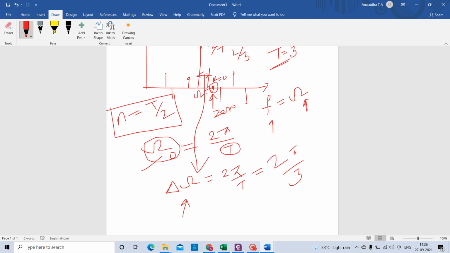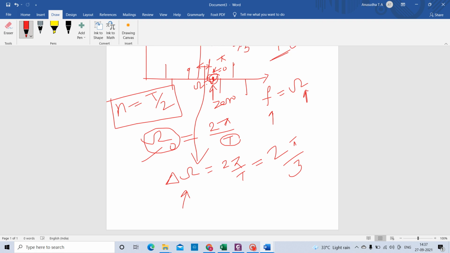n is equal to t by 2. And the first zero crossing usually occurs at pi. These are the basic concepts related to the frequency spectrum. We will see what happens if the fundamental time period increases or decreases with respect to the frequency spectrum.